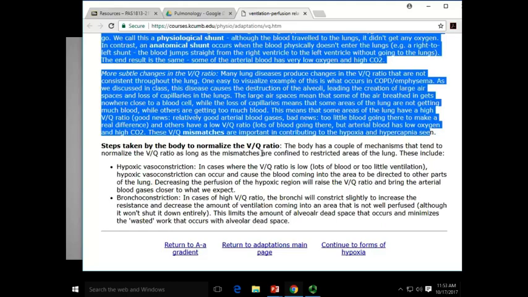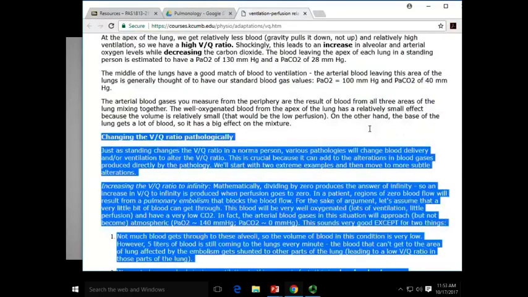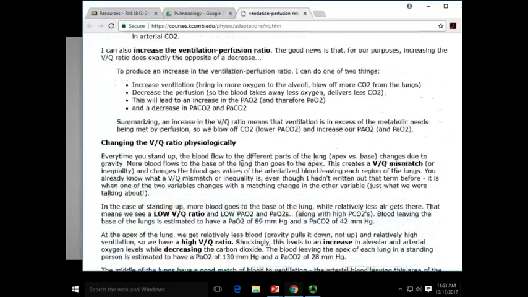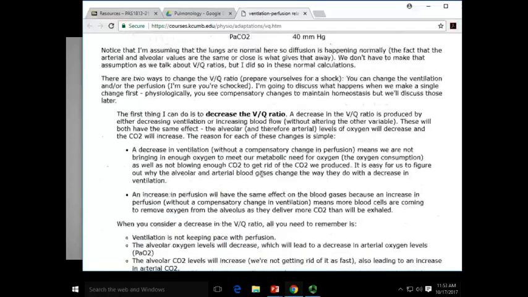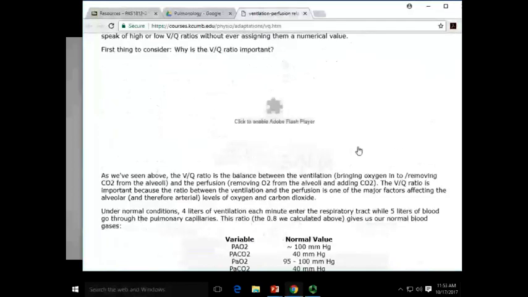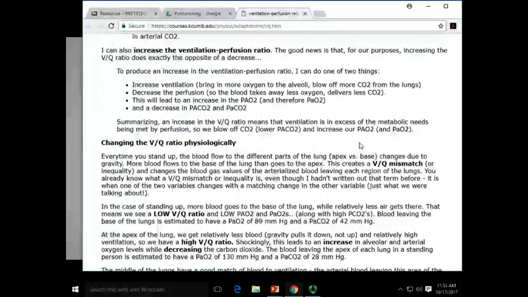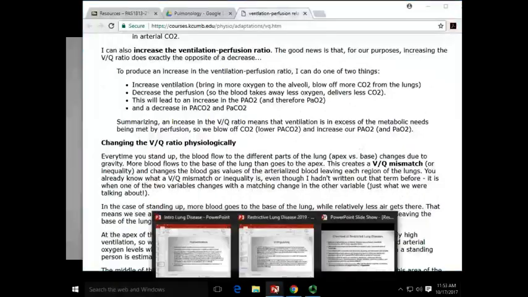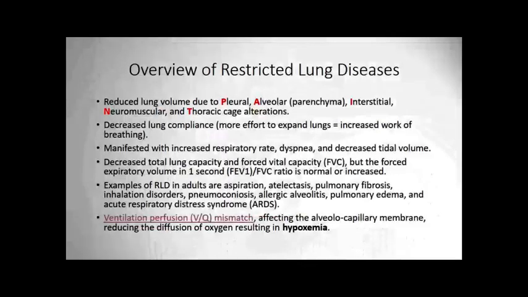Read that. At least the last section would be great, though it would be best if you could read everything and understand everything, because that explains a lot of physiologic changes, how we change the ventilation-perfusion ratio physiologically. It's not hard to read. It's just one page and gives you a lot of good information. So in any case, there is going to be hypoxemia as the final result.